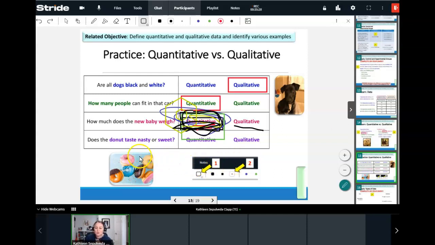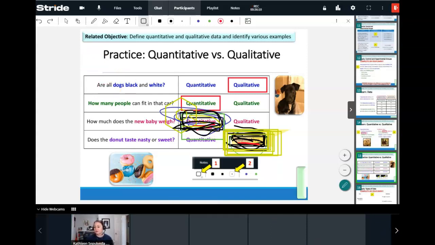All right, let's take a look at this one. Does the donut taste nasty or sweet? Numbers qualitative, or numbers quantitative? Numbers quantitative. What about this one? Use your whiteboard tools. Does the donut taste nasty or sweet? Now I'm going to use my qualities of taste. I'm going to use one of my 5 senses, the tasting sense. Good. Excellent. I'm going to go ahead and put this whiteboard tool on hold. So again, I'm going to put this up here.